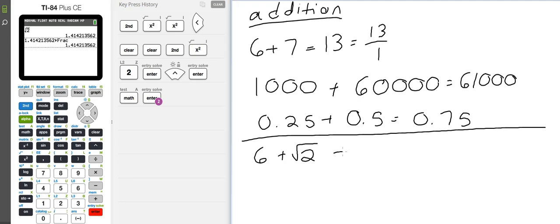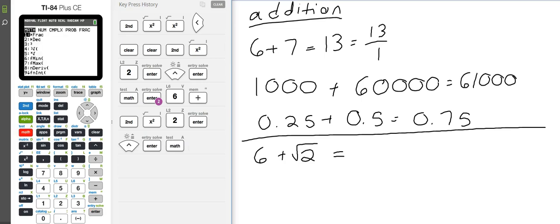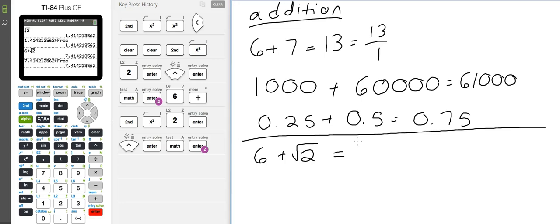So 6 plus the square root of 2, let's see what that's going to give us. 6 plus square root of 2, enter. Let's see if this 7.414 number is a rational number or an irrational number. The up arrow, enter to copy to the next line, and then math, frac, try to convert it to a fraction. And the calculator could not convert it to a fraction, and therefore, this is an irrational number.